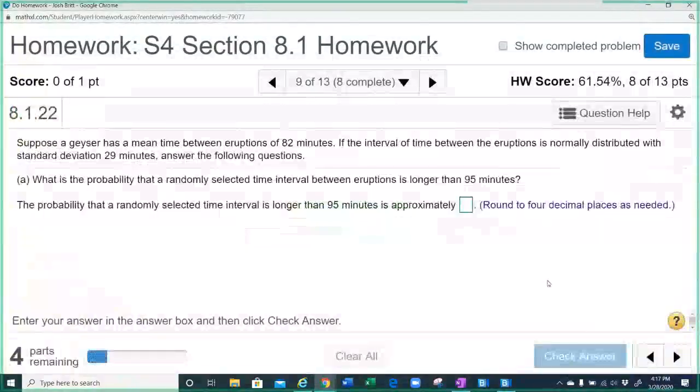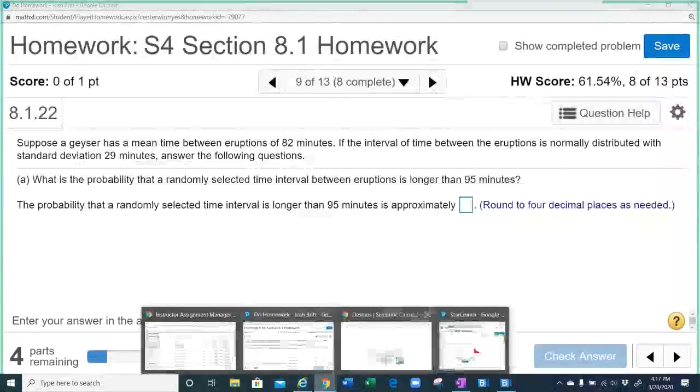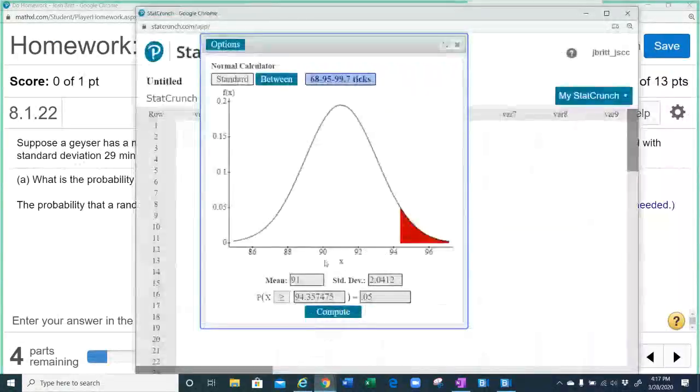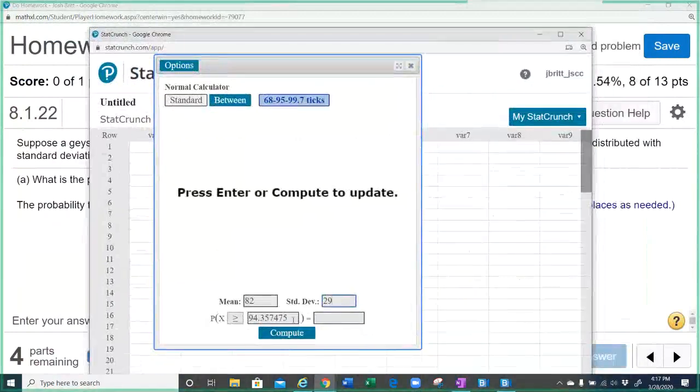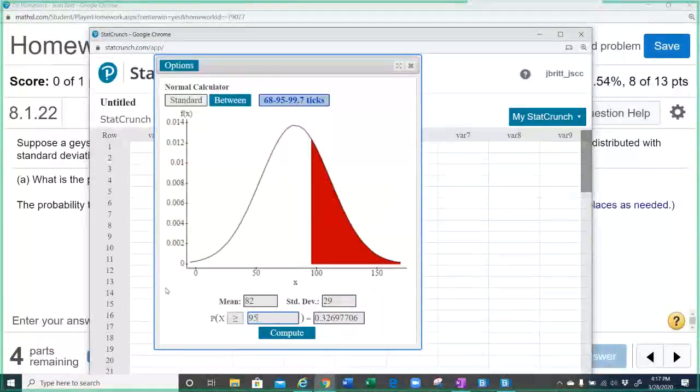Okay, so again, repeat the same kind of stuff here. Mean is 82, standard deviation 29, and longer than 95. So we get 327.